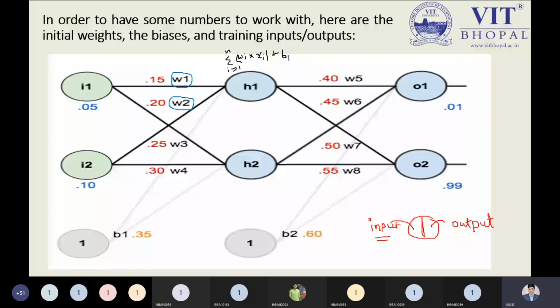I can update this one. See here, 0.35 is the weight of this bias, and this bias also contains a value, that is 1. So you need to add the bias value, but it also has its own weight. Then its weight will be multiplied by the bias value. I can update the formula as B1 into the weight of the bias, which I represent as w, the bias weight, that is 0.35.